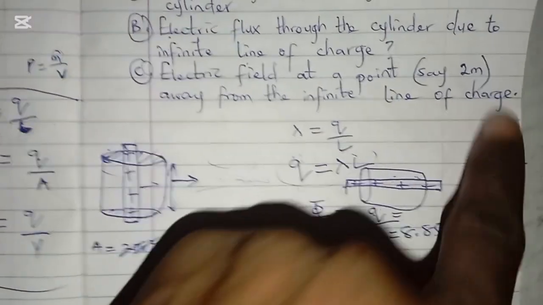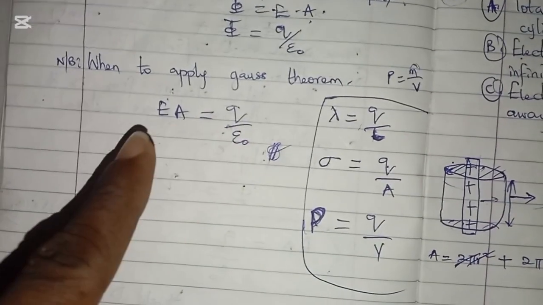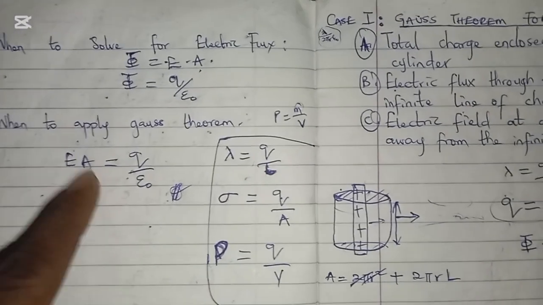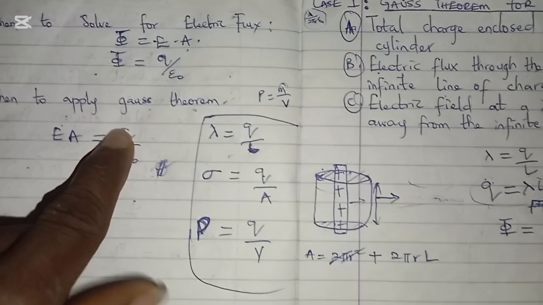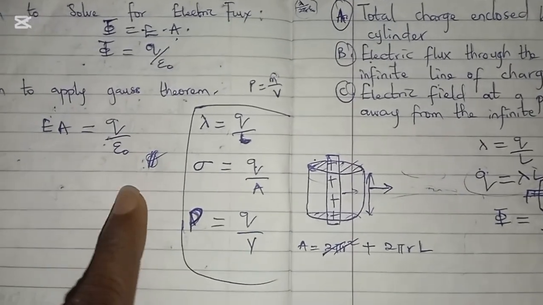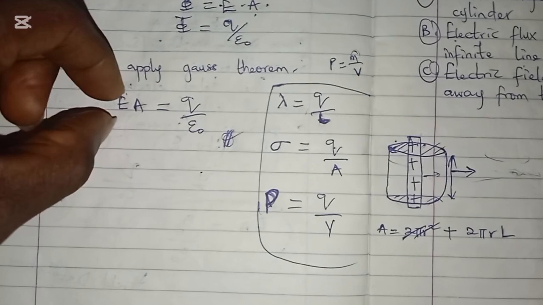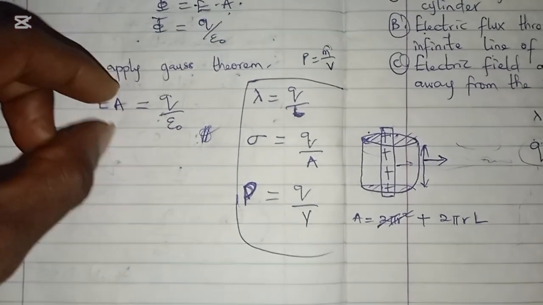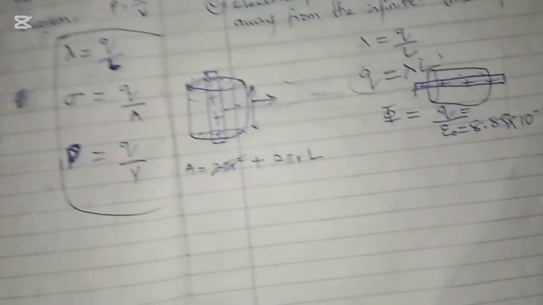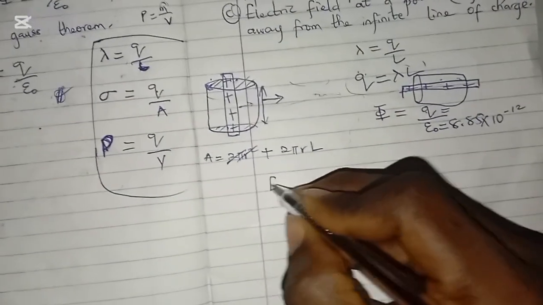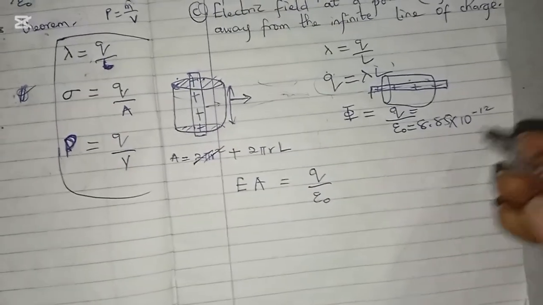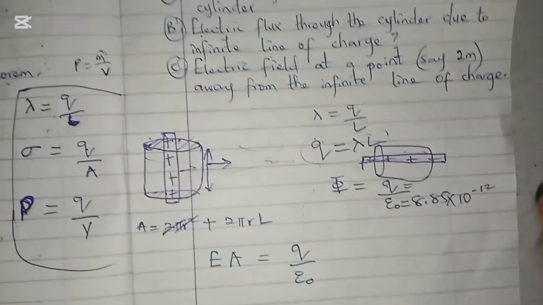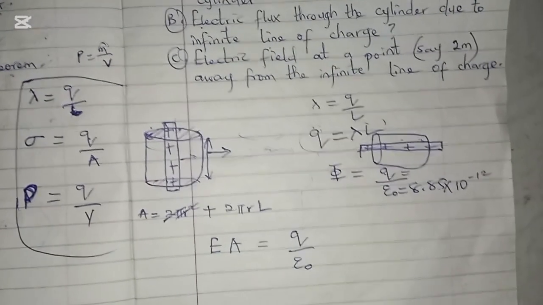So in this case, once they tell me to find the electric field, I told you to know when to use Gauss's theorem. So we use Gauss's theorem to find the electric field. We apply the combination of this and this. Gauss's theorem says that electric flux is equal to the total charge enclosed in a system or in a surface. Electric flux on its own, this is the definition, is electric field and area, the product of it. Applying the theorem, EA is equal to Q over epsilon naught.